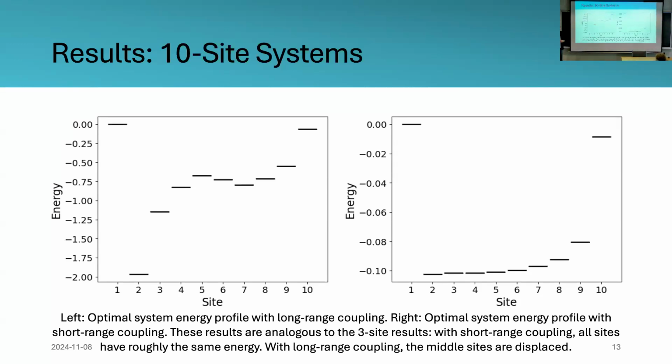Then on the right, that's the short range coupling. Notice that the energy scales on the y-axis here are very different. Here I have from 0 to -2, and over here it's 0 to -0.1. Again, all the energies are relatively similar to each other so that your exciton can just pass through all of them. We don't have great explanations beyond that for why these results look like that. At the end, if I have time, which I probably will, I can show you those actual values if you're interested.